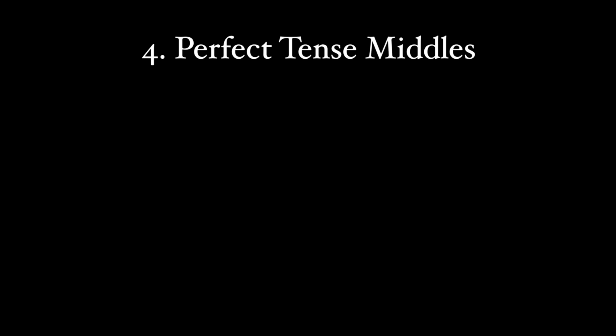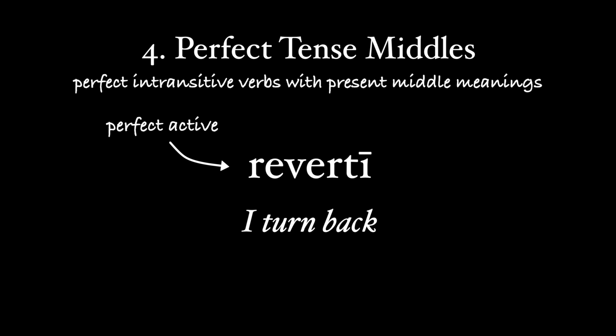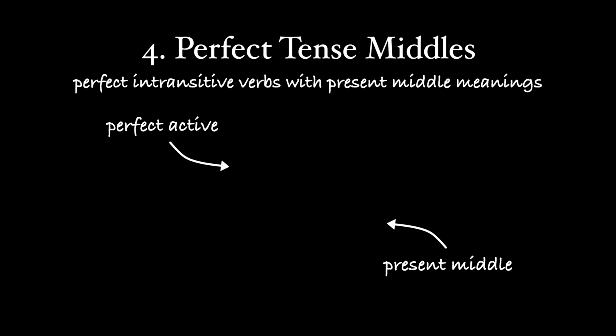The fourth involves an old Indo-European idiom, where some perfect tense intransitive verbs correspond to a present tense middle voice form. There's that middle voice again. So the perfect active form reverti has a present meaning that's a bit less active. I turn back, kind of like I am turned back or I turn myself back. Assensi means I agree, and note the present meaning, but it's really something more like I join myself to another opinion.